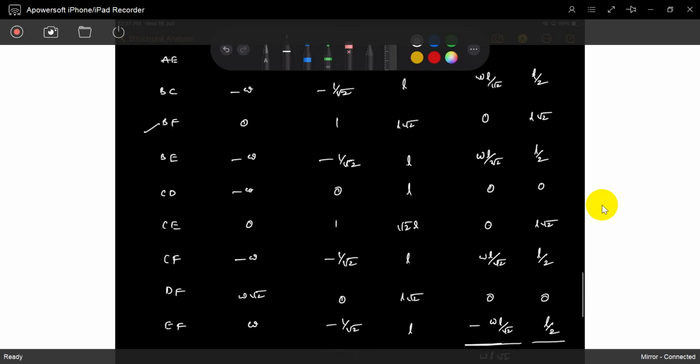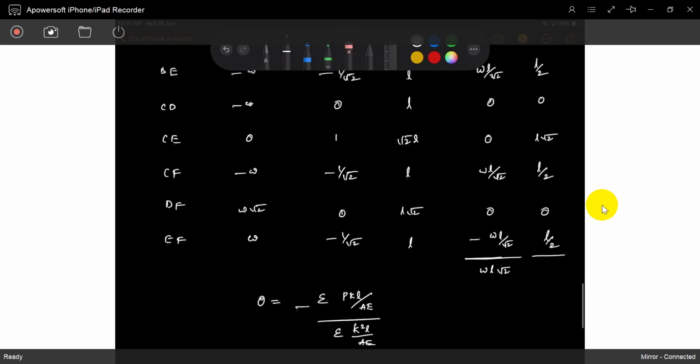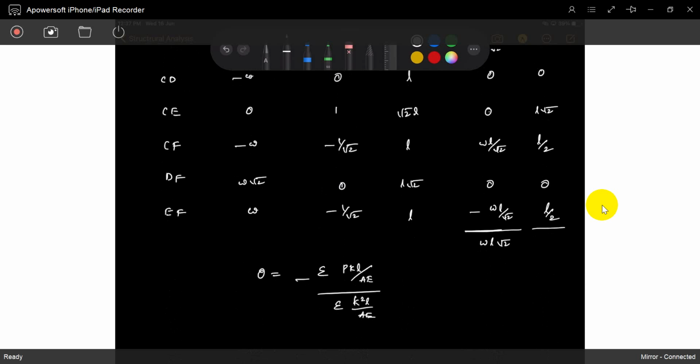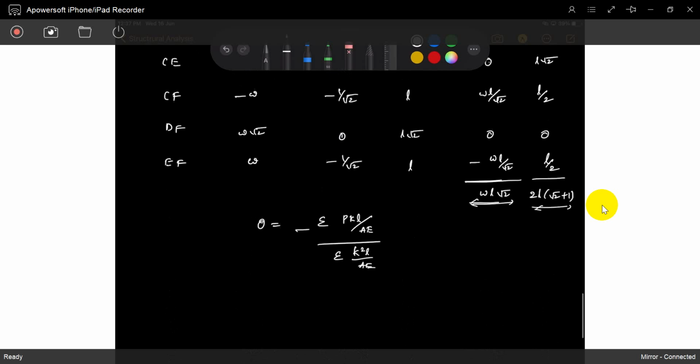Just take the summation, and the summation is 2L into root 2 plus 4, 2L root 2 plus 4. Just sum it. AE is the same, apply AE.